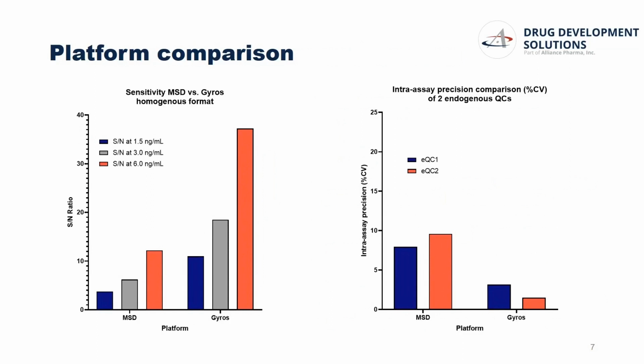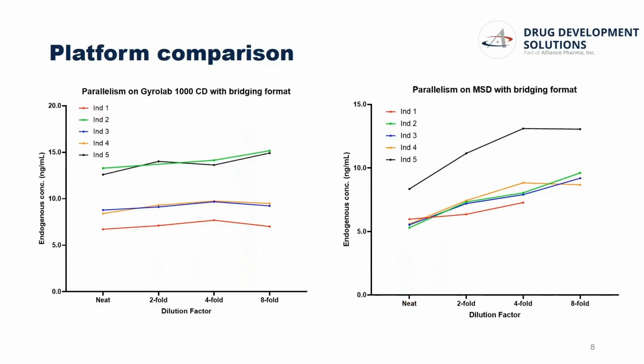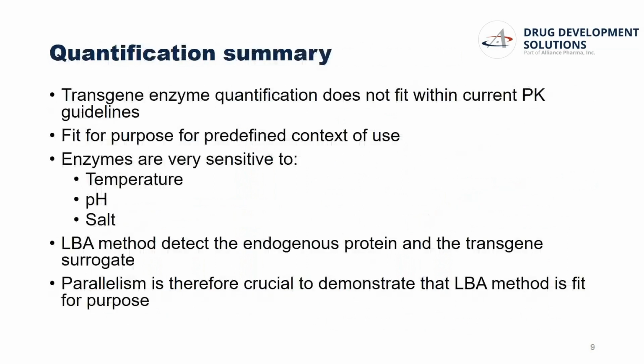And we also demonstrated that the precision on the Gyrolab in this particular case was slightly better. And the most important thing, as mentioned earlier, was parallelism. When we did this experiment on both platforms, we also showed that on the Gyrolab, we had much better parallelism data compared to what we had on the MSD. And that was very good to see. We then decided to carry on working on the Gyrolab in this particular instance.